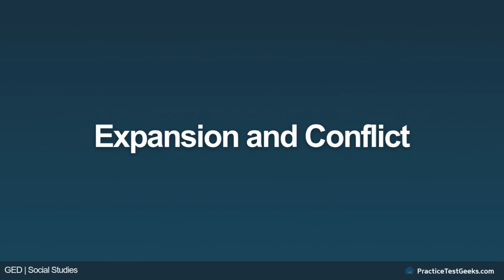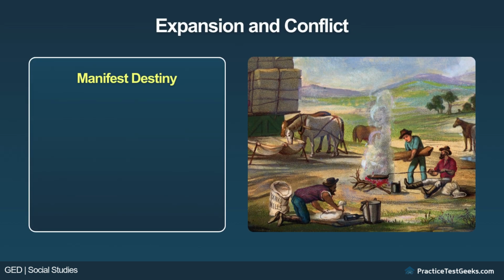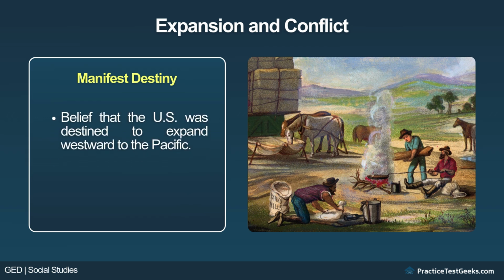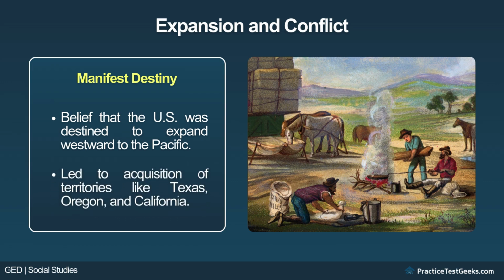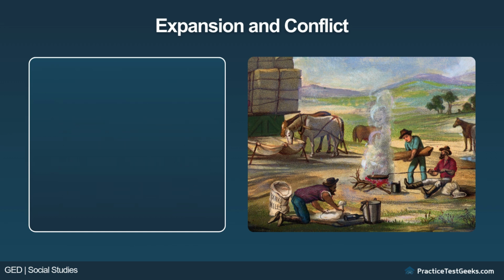In the 1800s, the U.S. expanded its territory, but this growth also led to deep divisions that would erupt into civil war. Let's explore the key events that shaped this period. Manifest destiny. The idea of manifest destiny was the belief that the United States was destined to expand westward across the continent, all the way to the Pacific Ocean. This belief drove the acquisition of new territories, including Texas, Oregon, and California, and led to displacement of Native American populations.